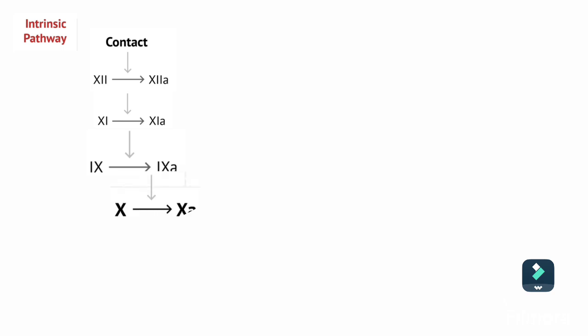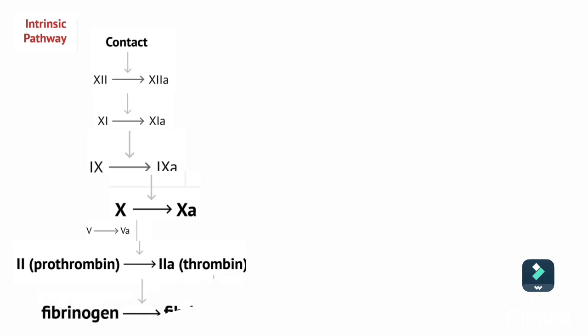The intrinsic pathway is activated when clotting factor 12, also called Hageman factor, comes into contact with the activated platelet surface on the platelet plug and becomes activated. Activated factor 12 then activates factor 11. Activated factor 11, in turn, activates factor 9. Activated factor 9 activates factor 10. Factor 10, in the presence of factor 5, activates factor 2, also called prothrombin, converting it into its active form, thrombin. Thrombin converts soluble fibrinogen into insoluble fibrin strands. These fibrin strands are cross-linked by factor 13, forming a stable clot.